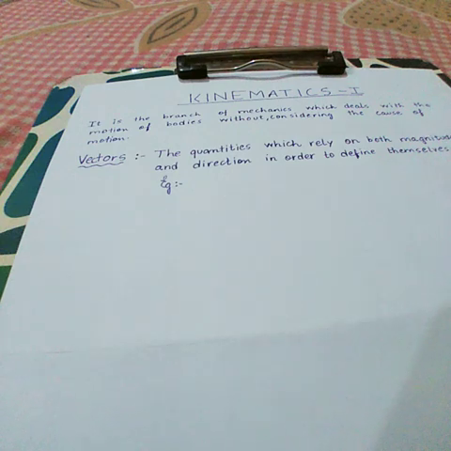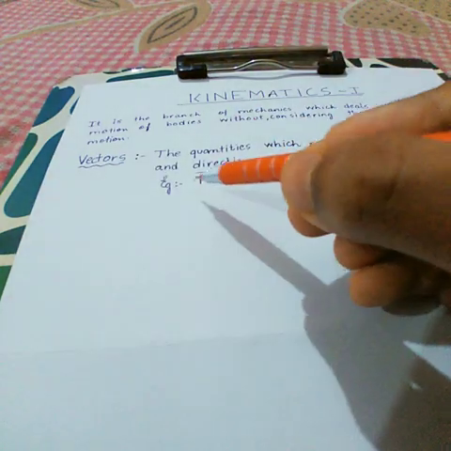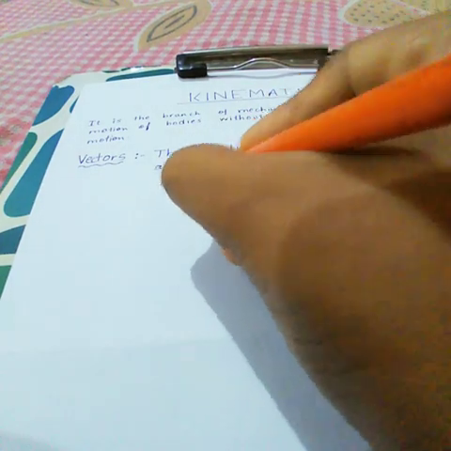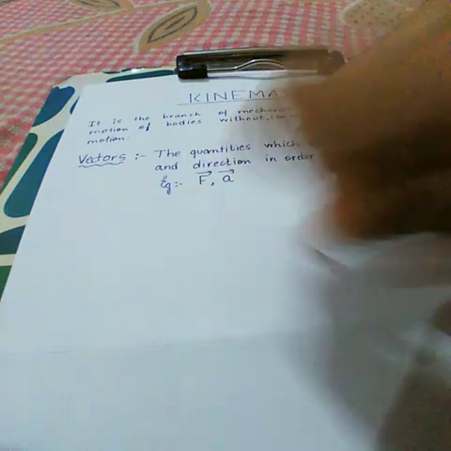In vector notation, we denote any symbol with an arrow which indicates that it is a vector. For example, if I write force in vector notation, it would be written like this. You can see the arrow above the symbol of force. In a similar way, we can denote acceleration by writing small a and then a vector arrow.